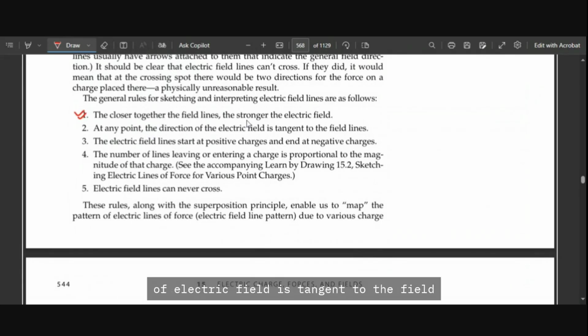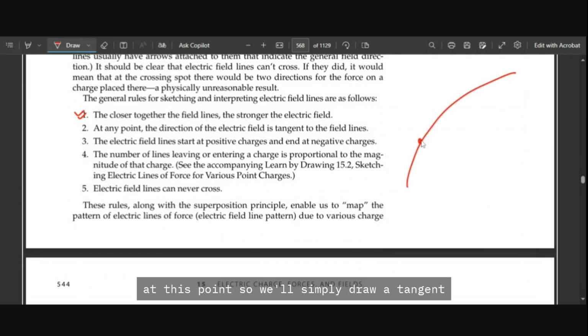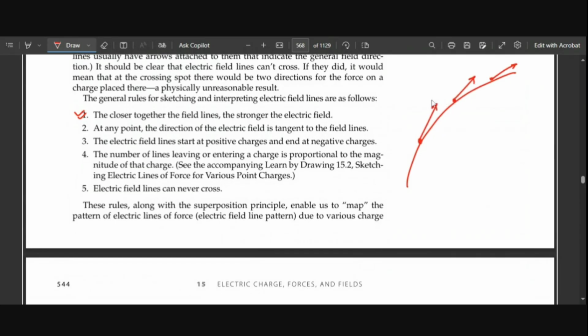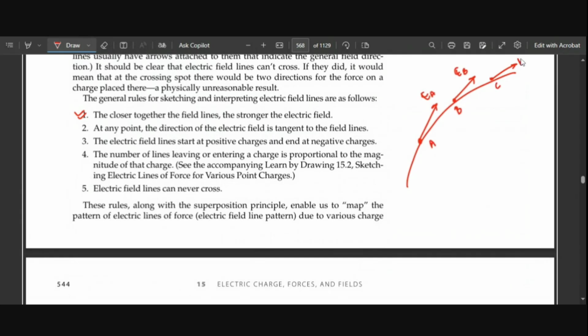At any point, the direction of electric field is tangent to the field line. For example, if electric field is going like that and I have to find the electric field direction at this point, we simply draw a tangent. At this point, again, we draw a tangent. The tangent at each of these points will give the direction of electric field. So that is something you can directly remember.